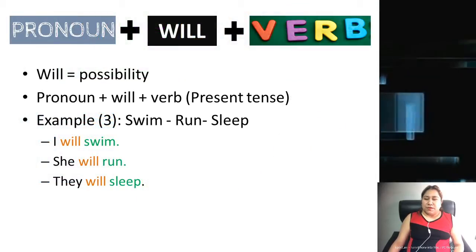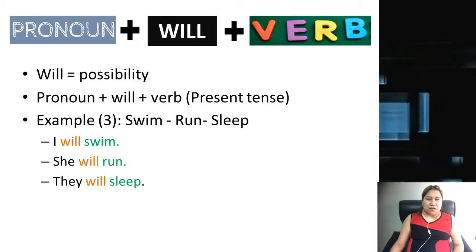I want to mention three examples, which we will be working with. The first sentence is, I swim. The second one, she runs. And the third, they sleep. As you can see, these phrases are not in the future. So, how can I write them in the future? Easy. I'm going to use the help of the auxiliary will.